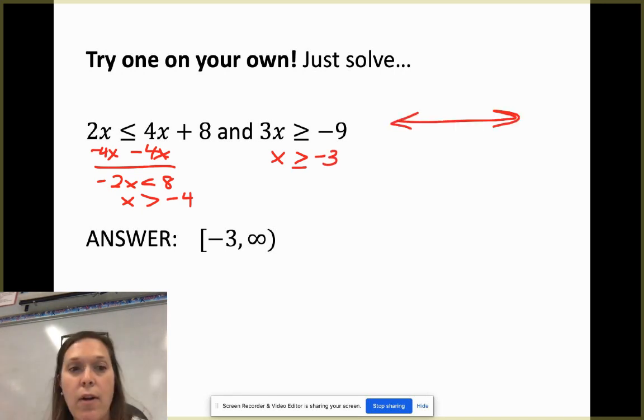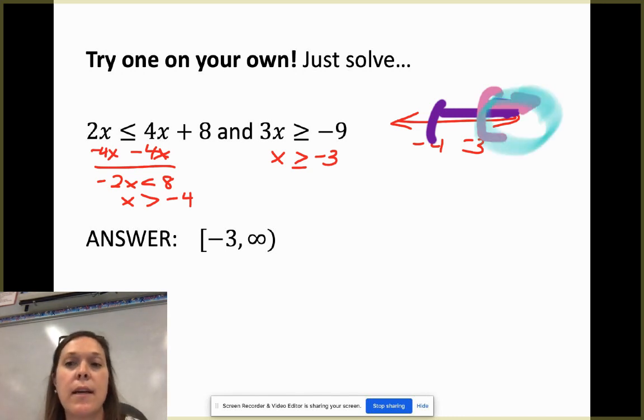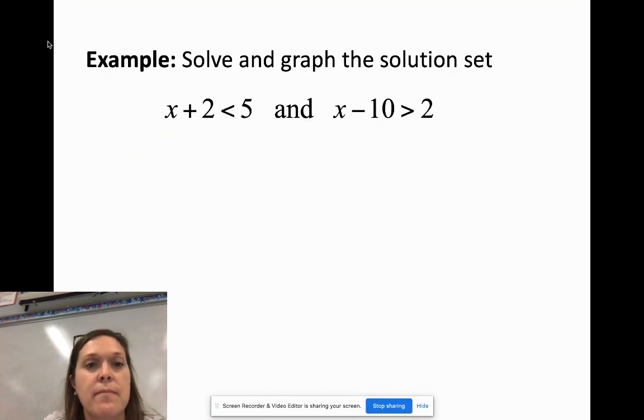When you make that graph, negative 4 on the left, negative 3 on the right. For my shading, I should have something that looks like this. That's a square bracket in there. So where is my overlap happening? Right there, from negative infinity to, or sorry, negative 3 to positive infinity. Good. All right, moving on.